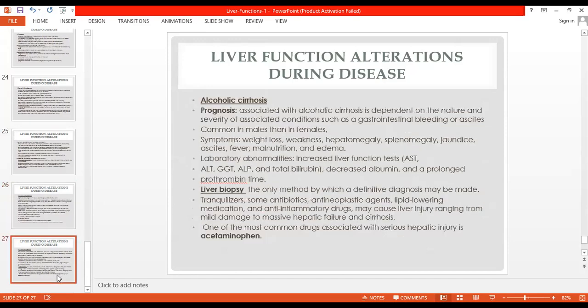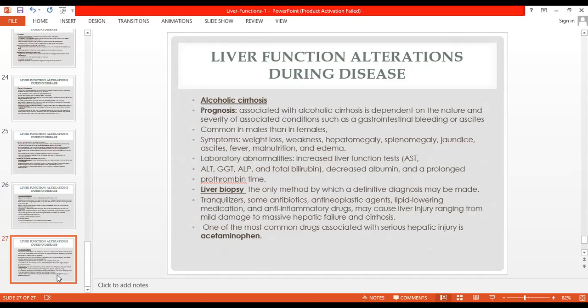The last and the most severe stage is alcoholic cirrhosis. The prognosis associated with alcoholic cirrhosis is dependent on the nature and severity of associated conditions such as gastrointestinal bleeding or ascites. However, the 5-year survival rate is 60% in those who abstain from alcohol and 30% in those who continue to drink.